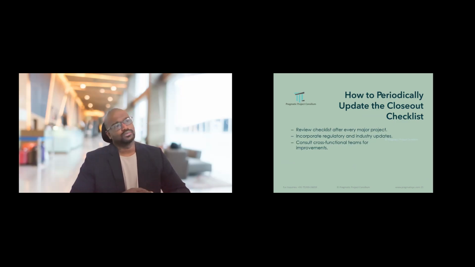So how to periodically update the closeout checklist. So you cannot do the entire closeout checklist at once. It has to be updated partly whenever every major milestone has been achieved, whenever a major project has been closed. So incorporate the new regulatory and industrial updates that came up and the issues you faced in this project execution. So consult cross-functional teams for any improvements or how to easily resolve these issues you faced in this project.